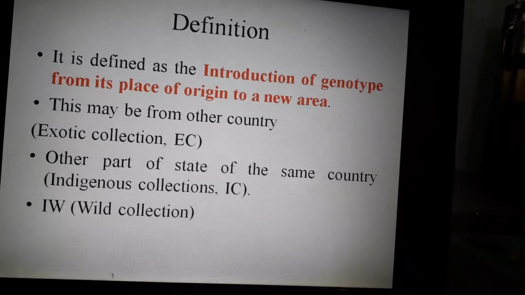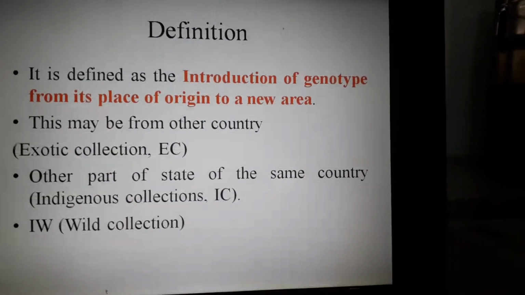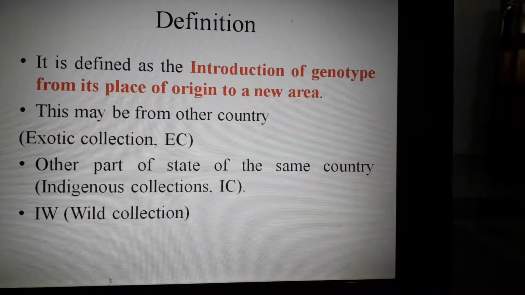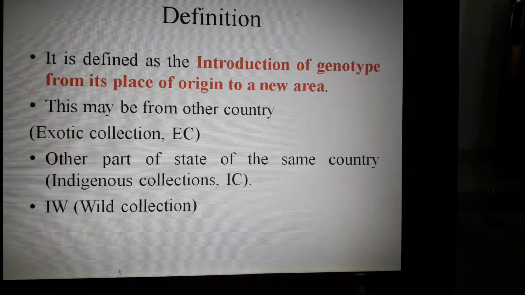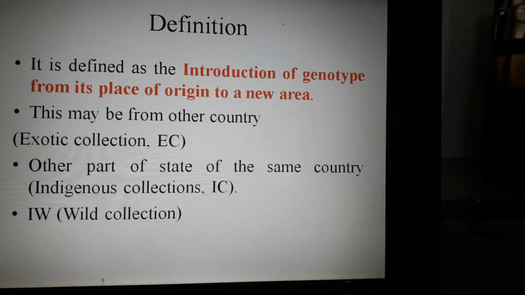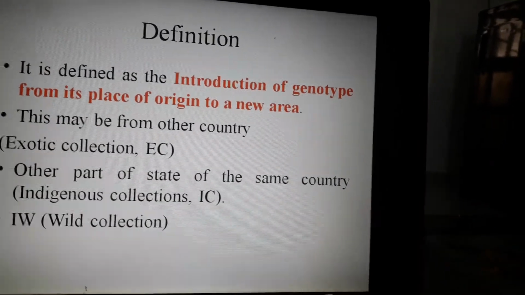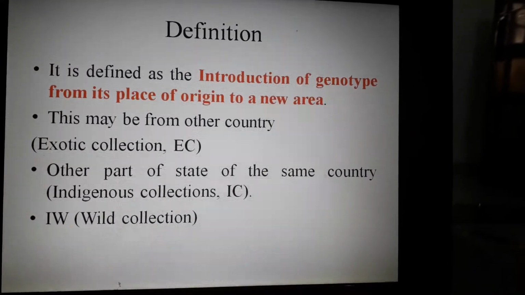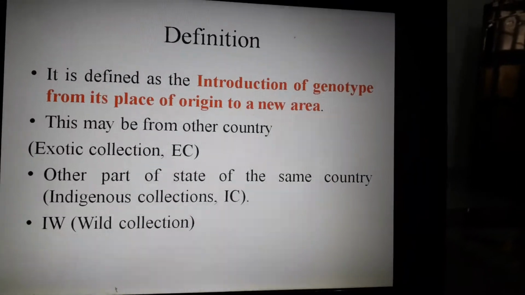You can say we can bring a particular plant species from one place and then we start growing it in a different place. That is known as plant introduction. So, plant introduction means introduction of a genotype from its place of origin to a new area. This may be from another country. If we bring a plant from another country and grow it in our country, that is known as exotic collection.